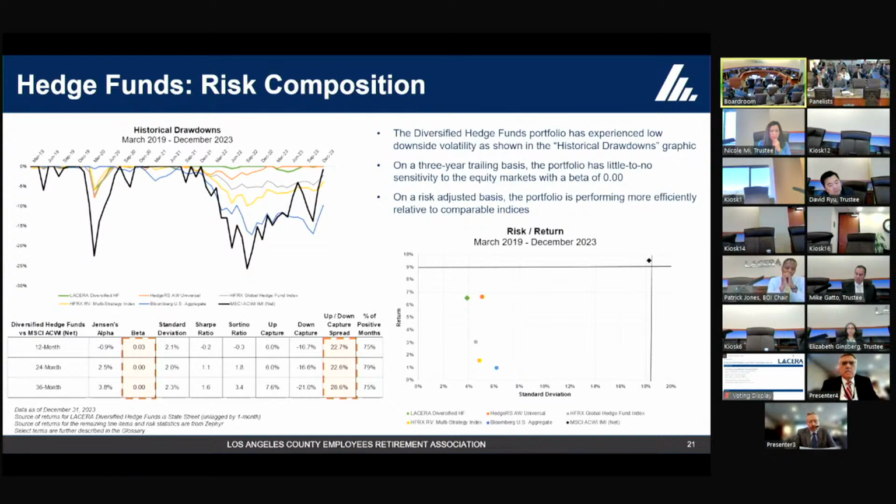A negative number in downside capture means that on average, our hedge funds portfolio had a positive return when equities had a negative return. Putting these two components together, we see an up-down capture spread over 3 years of 28.6%. A reading above 1% is good, a reading above 20% is great. This statistic tells us that LACERA's hedge funds portfolio adds value through its combination of participating in positive equity markets and protecting capital or generating small gains when equities experience losses. For more detail about how our program performs when equities have losses, I'll flip to the next page.